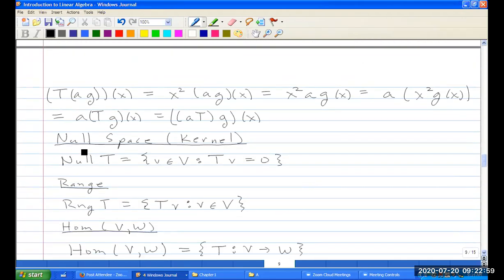So the null space of the linear transformation T is just the set of all v in your vector space such that Tv is equal to 0. I've already gotten rid of all the little vectors because it's hard to think of them as vectors anymore, even as vectors meaning with an arrow. What is the range of T? Well, the range of T is the set of all Tv such that v is in your vector space V.